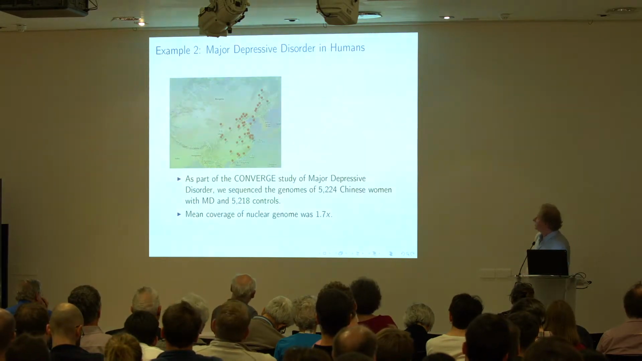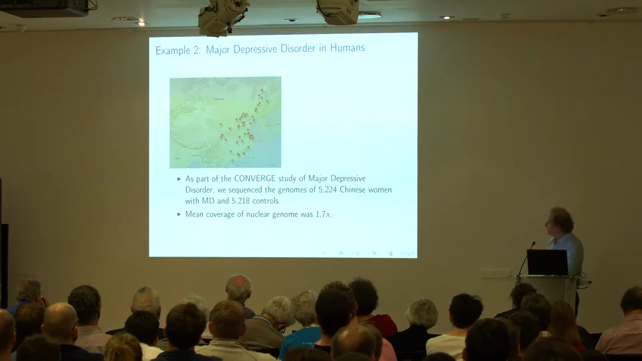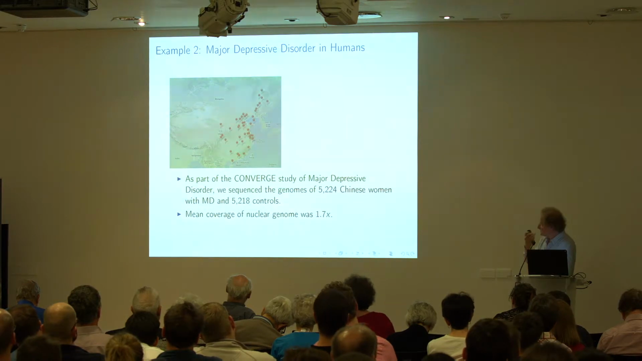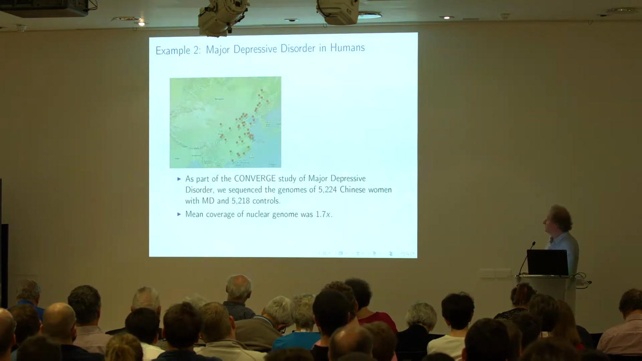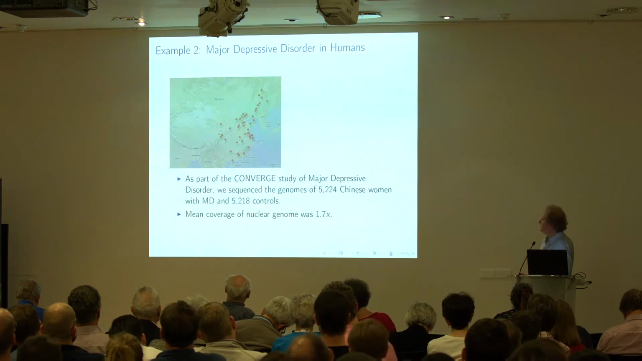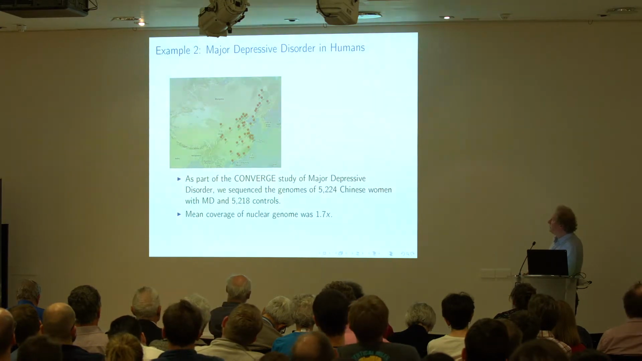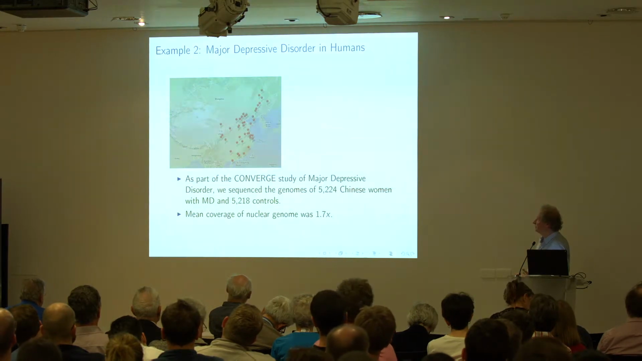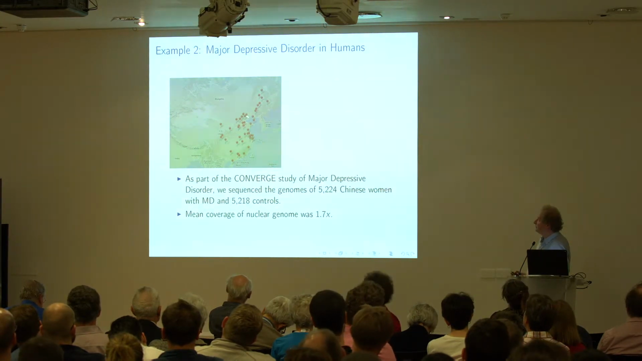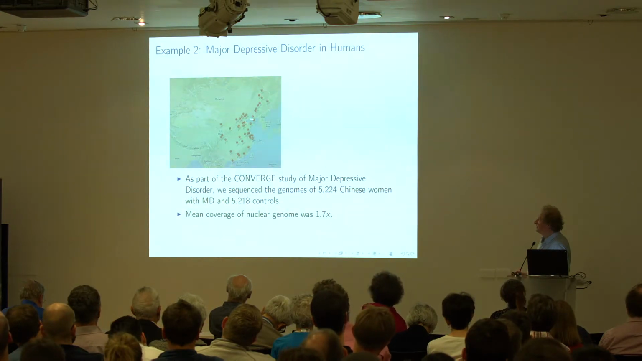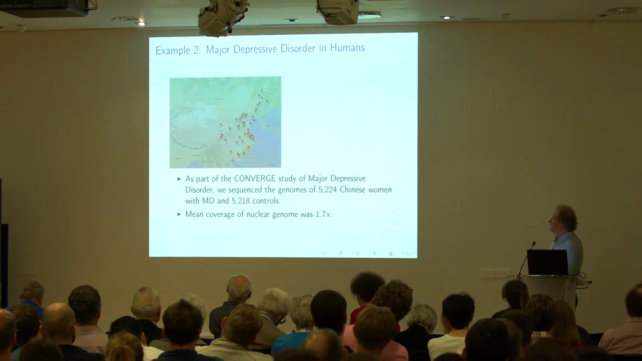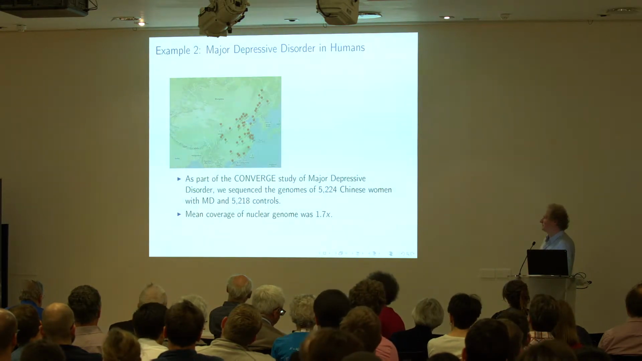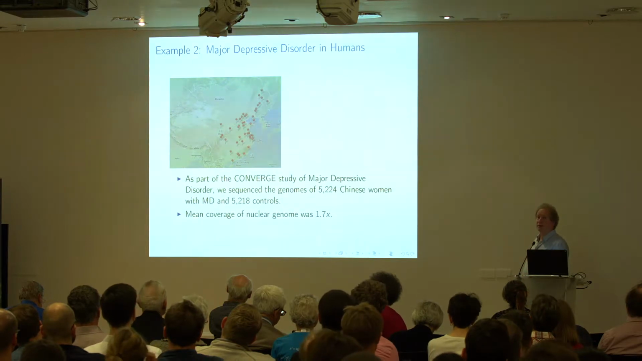The second example I want to talk about is depression in humans. So this is from the CONVERGE study of major depressive disorder. It is based on sequencing about 12,000, well, 10,000 after QC, Chinese women, half of whom had major depression and half who were controls. The samples were collected from hospitals across China, and the mean coverage of each individual was about 1.7x. So this is saliva, cheek swab DNA.